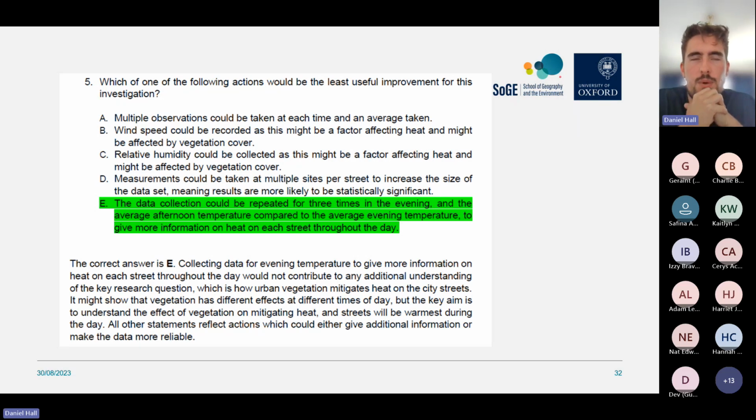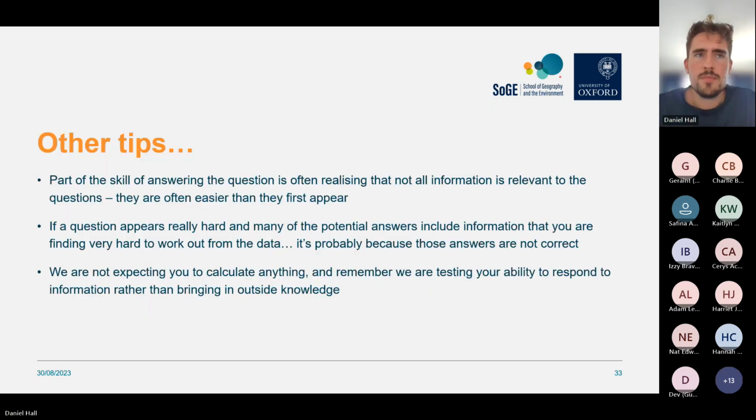So as you see, the questions on the data aren't really going to be asking you to work anything out. You're not going to be able to do any sort of stats or anything, but it will be asking you to make judgments on the information that is provided. And part of the skill here is working out what information is relevant, what you need to worry about in the information that's given, and what is not so important.